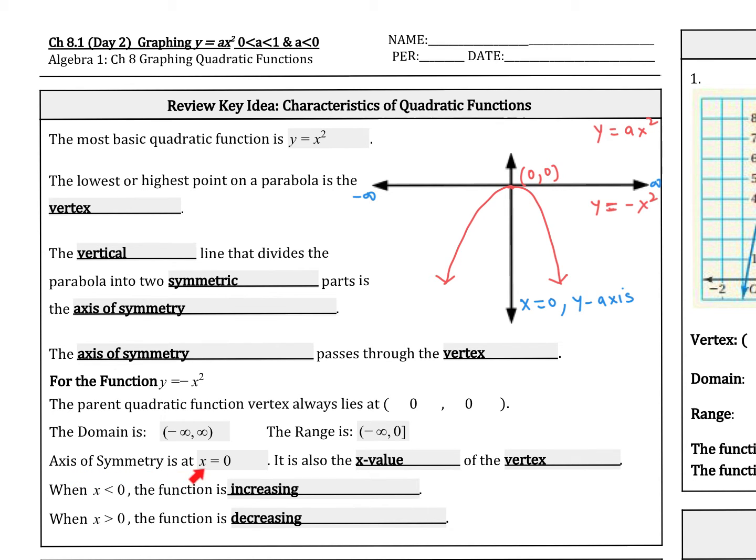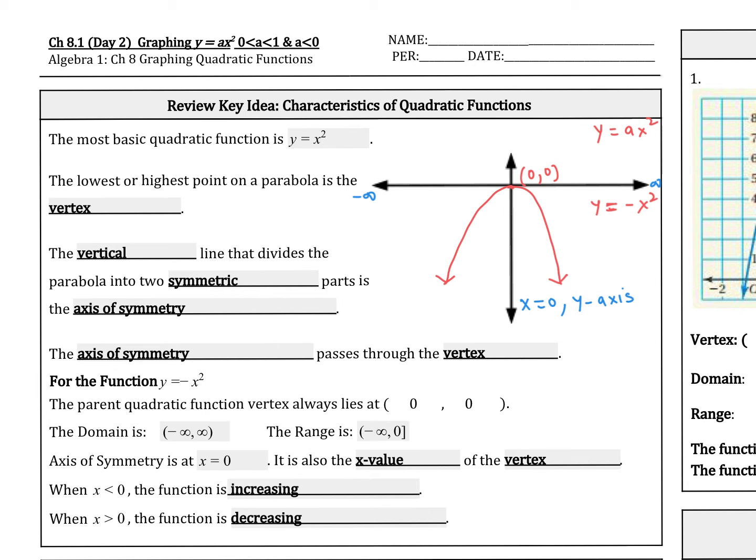Axis of symmetry, as we already know, is x equals 0. It is the x value of the vertex. So this is the vertex. The x value of the vertex means x equals 0. When x is less than 0, meaning this side, the function increases. When x is greater than 0, meaning this side, the function starts to decrease.